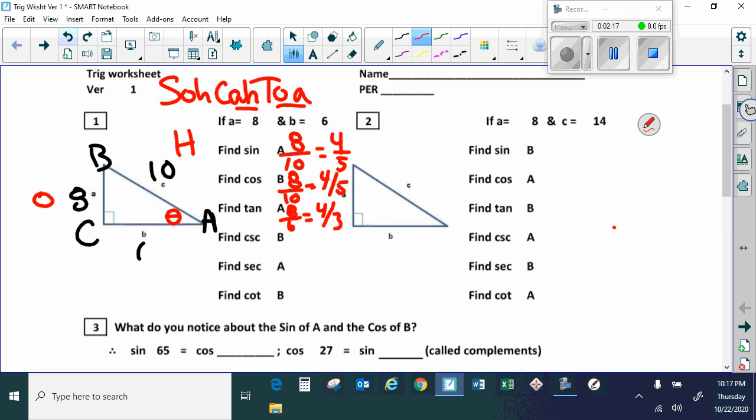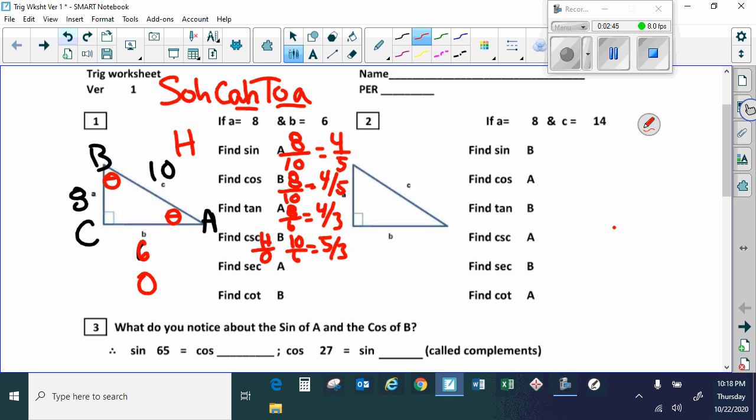Cosecant of B. This is 6 then. Okay, cosecant of B. So theta is at B. Cosecant is 1 over sine, so it's a reciprocal of sine. Since sine is opposite over hypotenuse, cosecant would be hypotenuse over opposite. So the hypotenuse, 10, over the opposite, 6, 10/6, or 5/3.